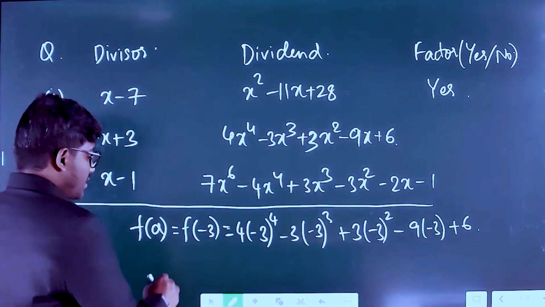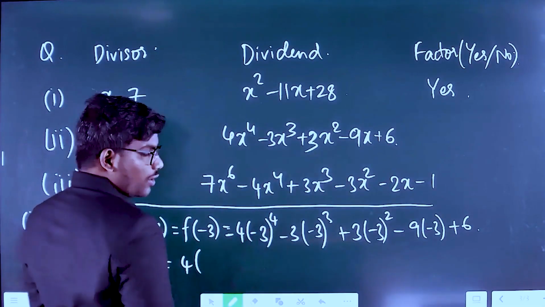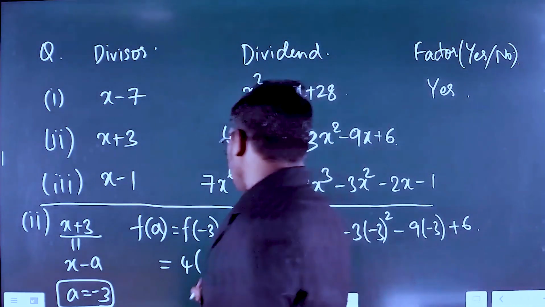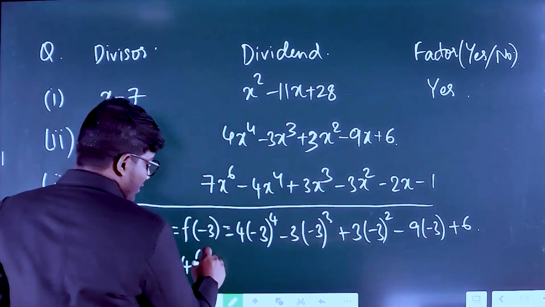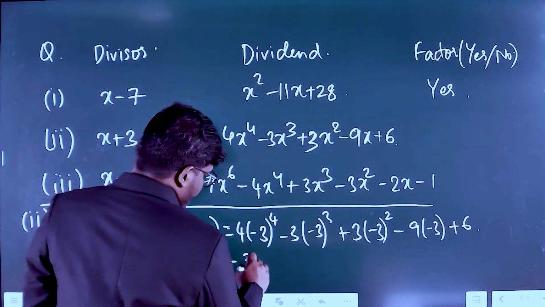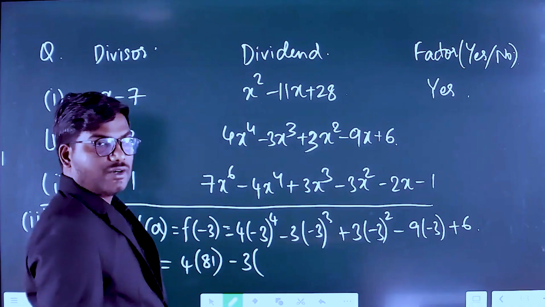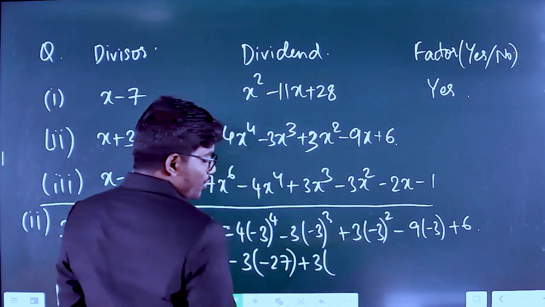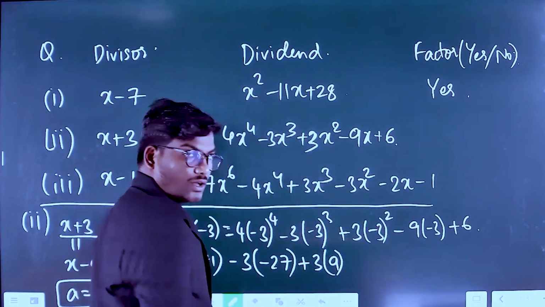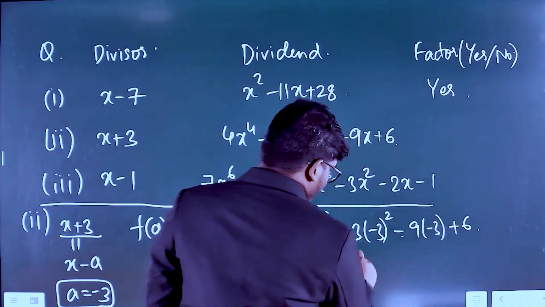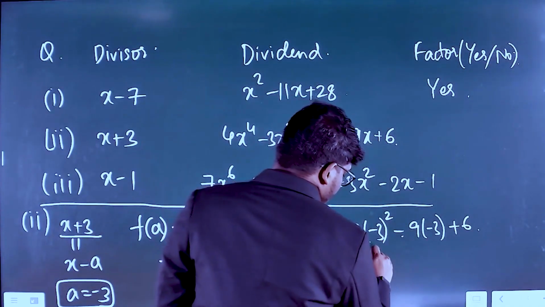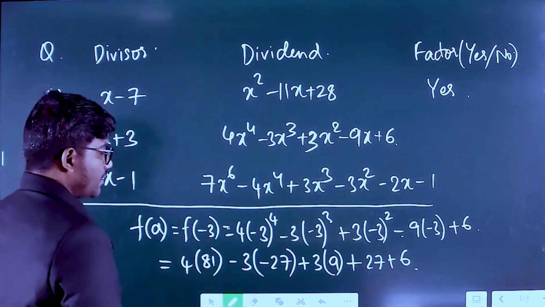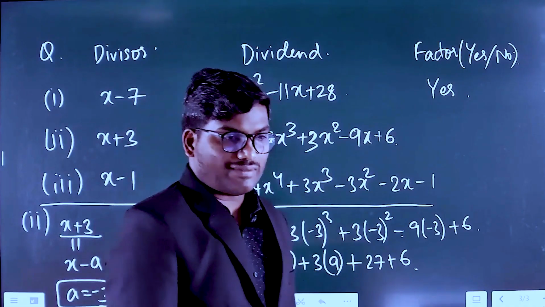Now expanding this properly, minus 3 whole power 4, minus 3 into minus 3 is 9, again minus 3 into minus 3 is 9, so minus 3 whole power 4 is 9 into 9, which is 81, minus 3 times minus 3 into minus 3 into minus 3 shall be minus 27, plus 3 times minus 3 into minus 3 will be 9, alright, minus 9 into minus 3, which will be plus 27 plus 6. So calculate the value and give me the total value.